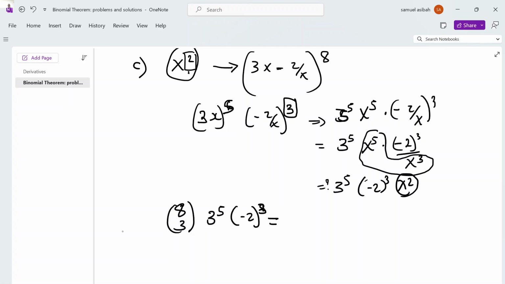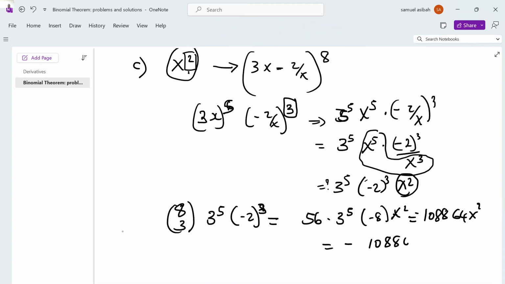Okay, so when you put this one in a calculator, you get 56, then 3 raised to 5, then we have negative 8, then x squared. This one gives you 1088 from my calculator, 64 x raised to 2, which now means that the coefficient will be negative 108864, and that is your answer.